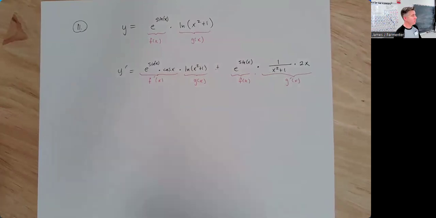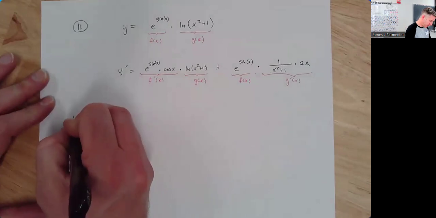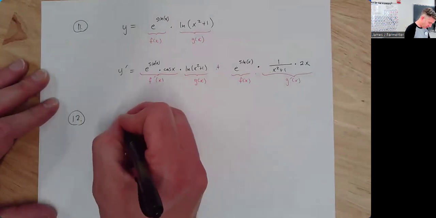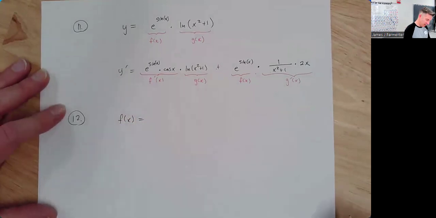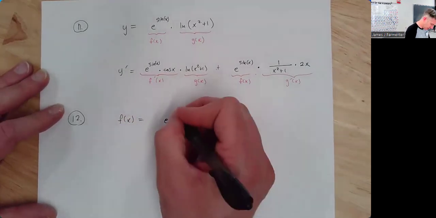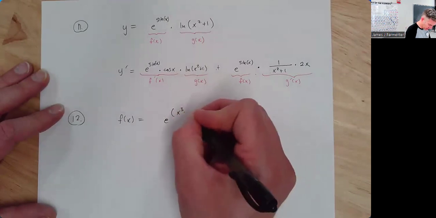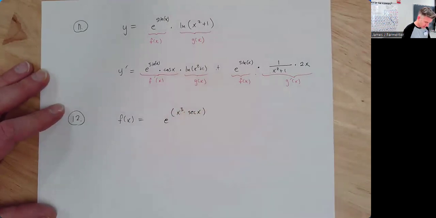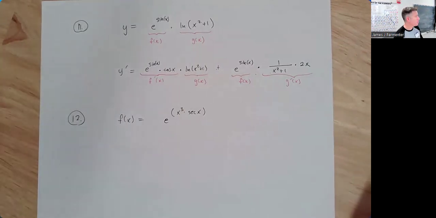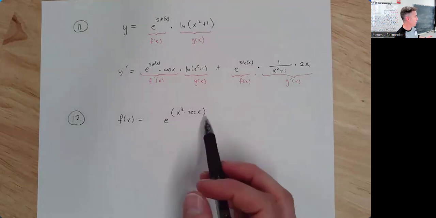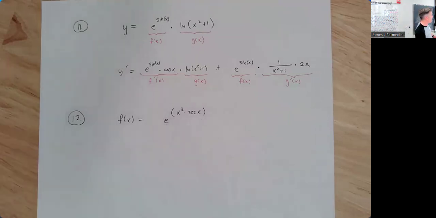Let's contrast this with the following. Let's say my next function was, I want to find the derivative for f of x equal to e to the x cubed times secant of x. So in this first one, I kind of had the product rule part happening first. In the second one, the chain rule part's happening first. I'm taking the derivative of e to the stuff, and then the stuff happens to be a product, which when I multiply by the derivative of the stuff, then I will have to use the product rule.